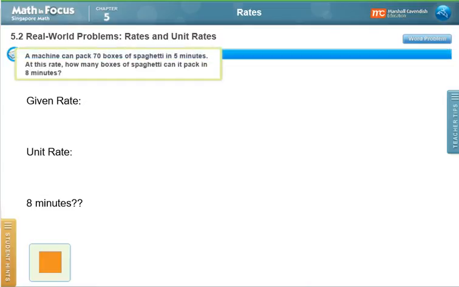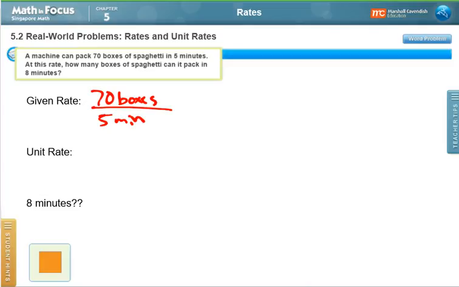Next example. A machine can pack 70 boxes of spaghetti in 5 minutes. At this rate, how many boxes of spaghetti can it pack in 8 minutes? So what's the given rate? Well, it's 70 boxes per 5 minutes. What would be the unit rate for this? When you're doing these, it really is useful to deal in unit rates instead of these rates that are like per 5 minutes and whatnot.